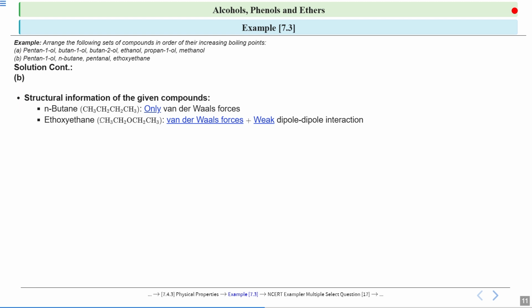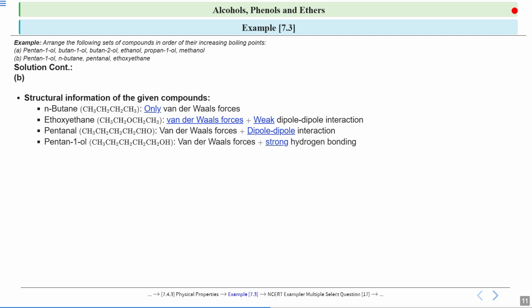Okay, so this is ethoxyethane. In this, there is van der Waals force plus weak dipole-dipole. Now, if I say about pentanol, then in pentanol, an aldehyde group is present. So there is van der Waals force and dipole-dipole interaction because there is a carbon-oxygen double bond present in pentanol. So there will be bond polarity here.